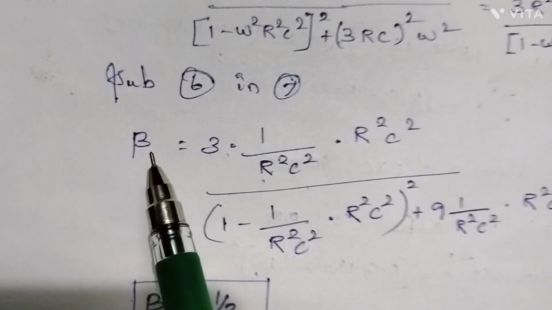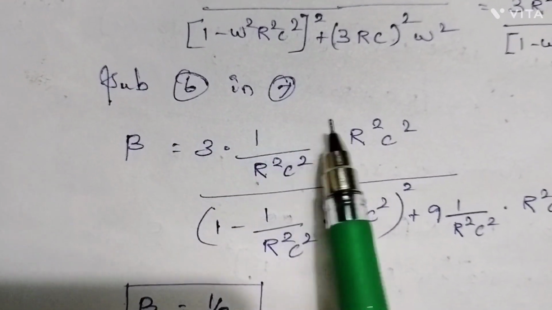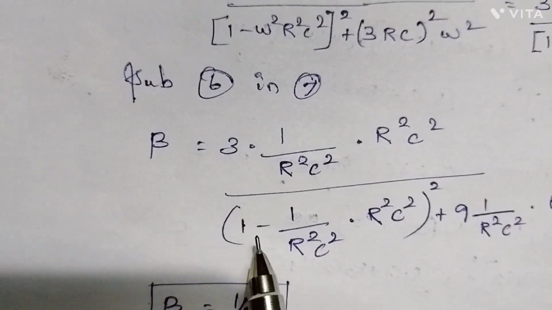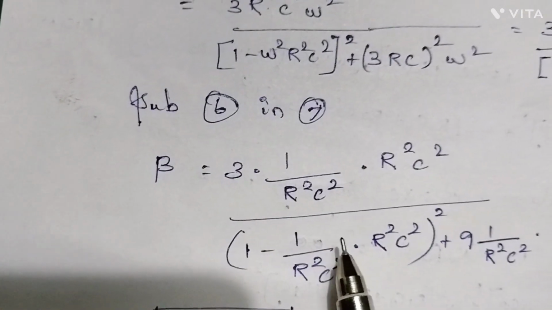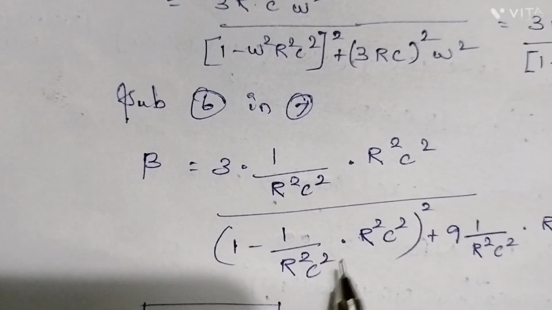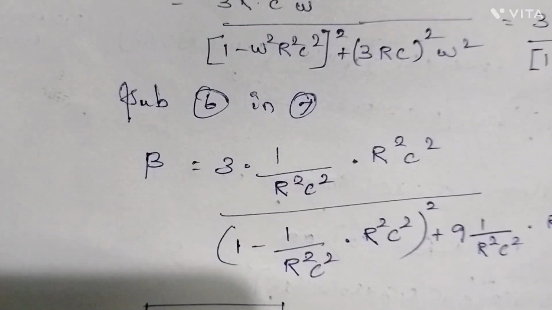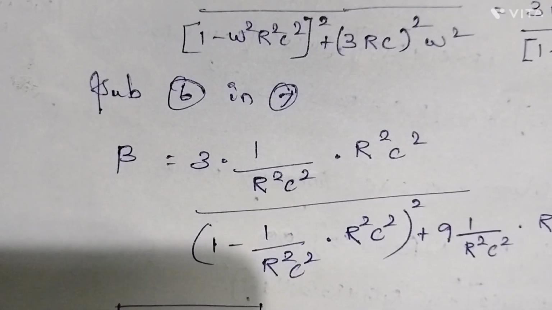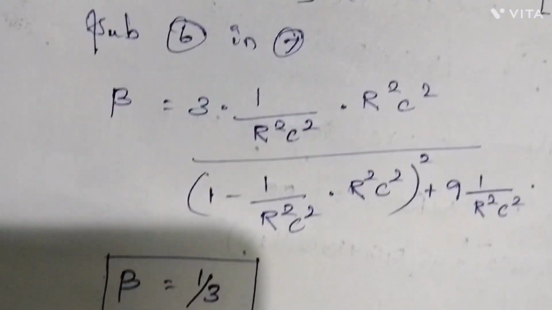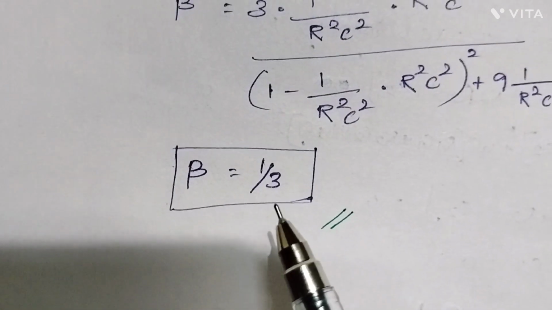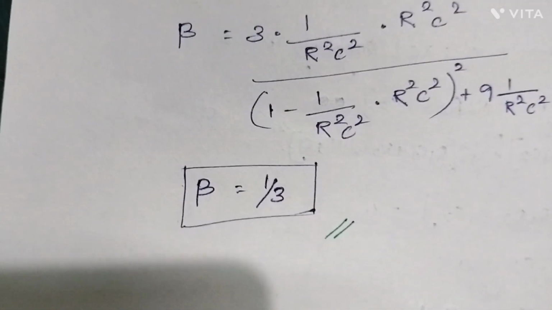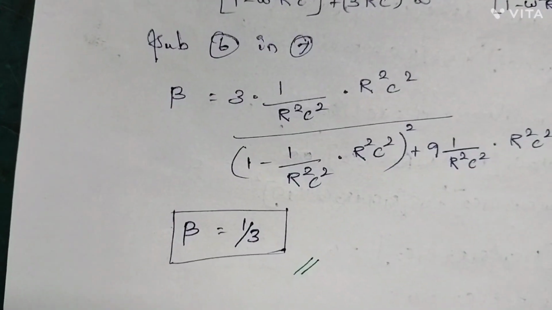So we get beta is equal to 3 into 1 divided by r square c square into r square c square, whole divided by (1 minus 1 divided by r square c square into r square c square) the whole square plus 9 into 1 divided by r square c square into r square c square. So from this we get beta is equal to 1 divided by 3. So this is the perfect condition to match the oscillation. Thank you.